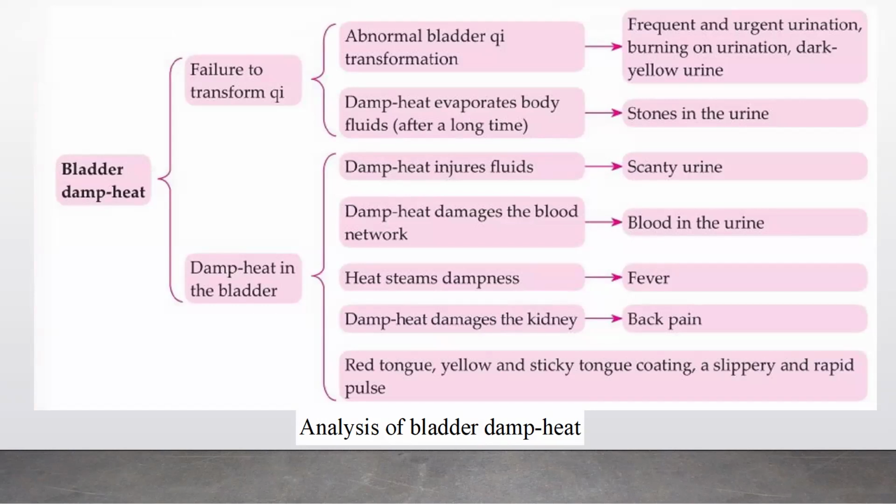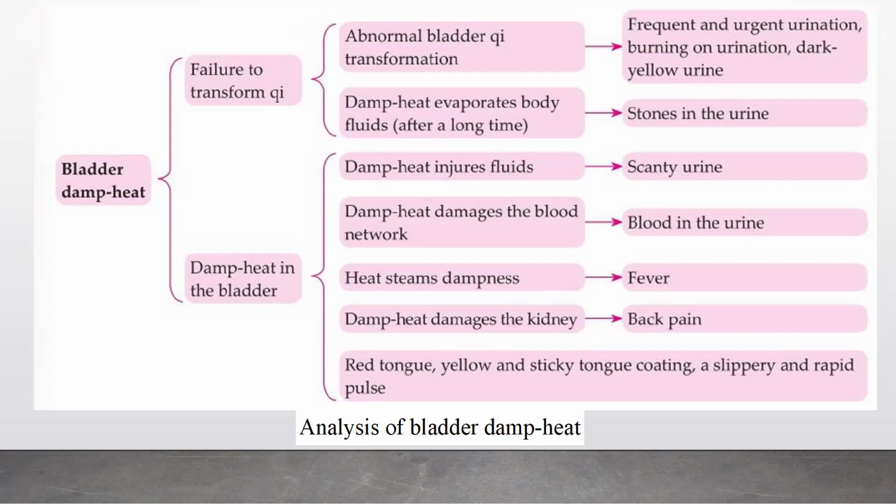First, there is failure to transform chi. Abnormal bladder chi transformation results in frequent and urgent urination, burning on urination, dark yellow urine. If there's damp heat that evaporates body fluids after a long time, it develops into a stone in the urine.